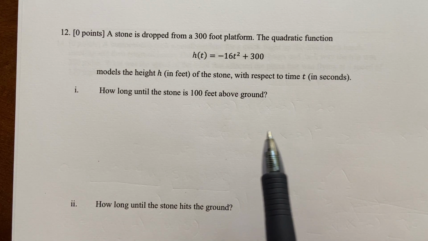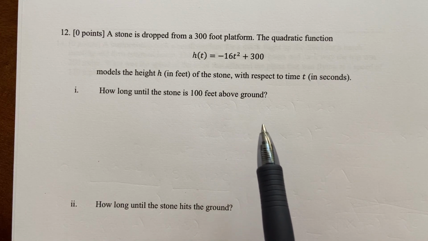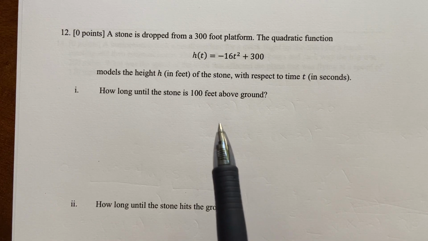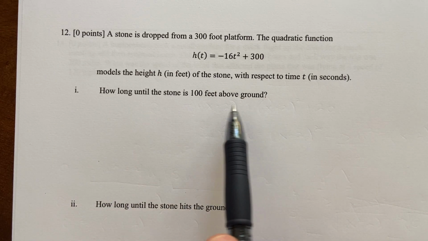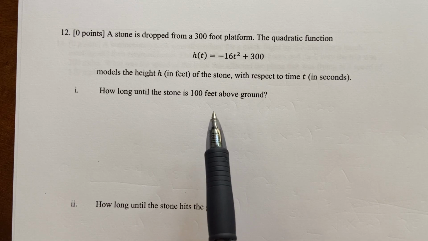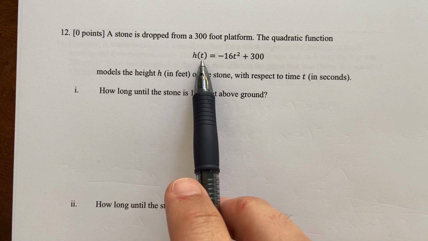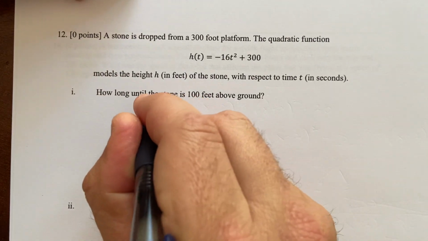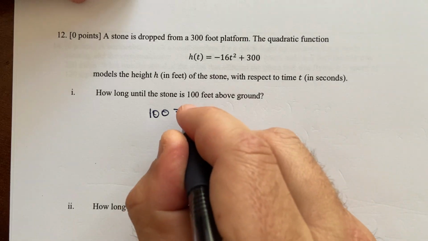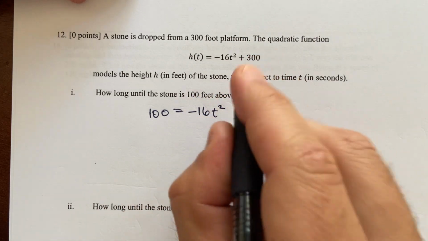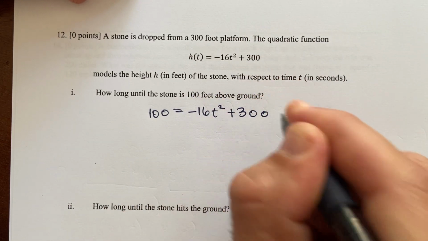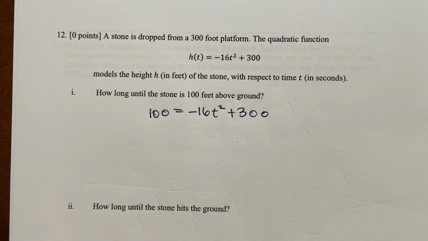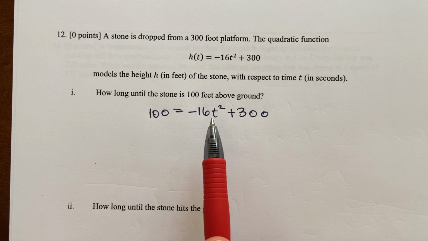So different from the previous couple, right? We cared about when this plane hit the ground. Here, we, for some reason, care about when this thing is 100 feet above ground. So rather than plugging in 0 here, like we did previously, I'm going to plug in 100 here. So I'll have 100 equals -16t squared plus 300. And I want to solve this for t, meaning I want to isolate t squared.